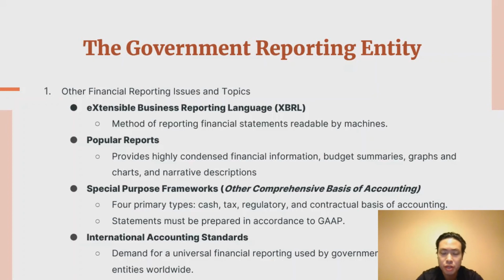Next, we have special purpose frameworks. The text highlights that many governments report using what is known as a special purpose framework or other comprehensive basis of accounting. There are four primary types: cash, tax, regulatory, and contractual basis of accounting. What you need to know is that it's easier to keep track of accounting internally this way, but in financial reports, government entities are still required to present statements in accordance with GAAP.